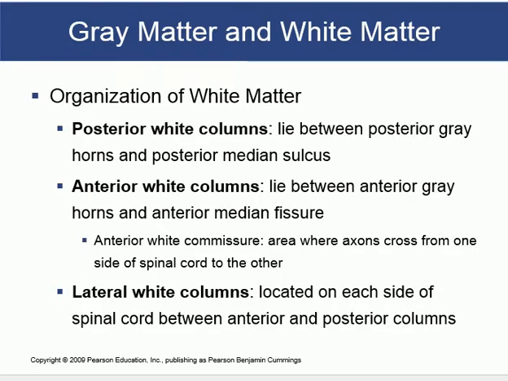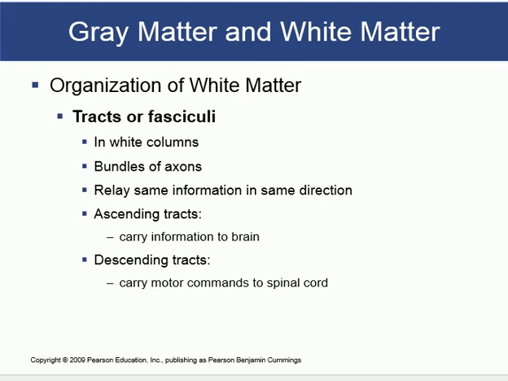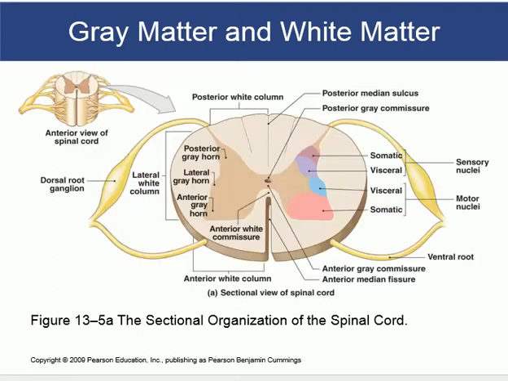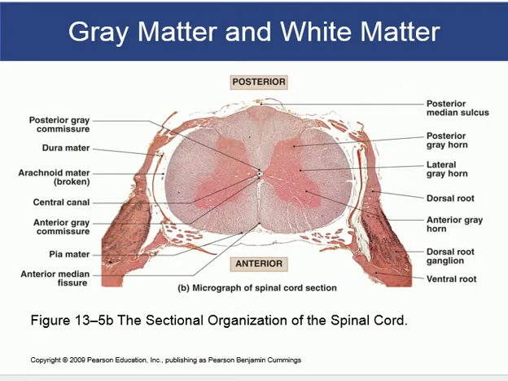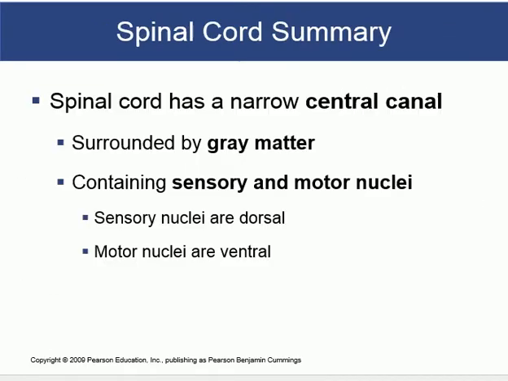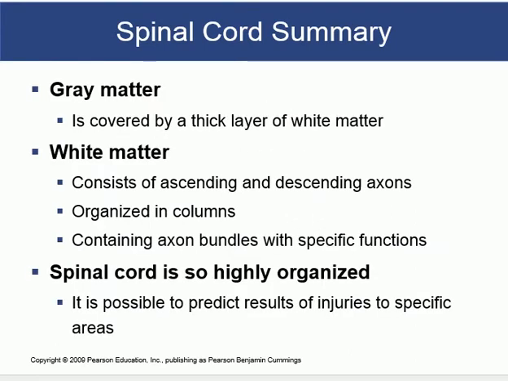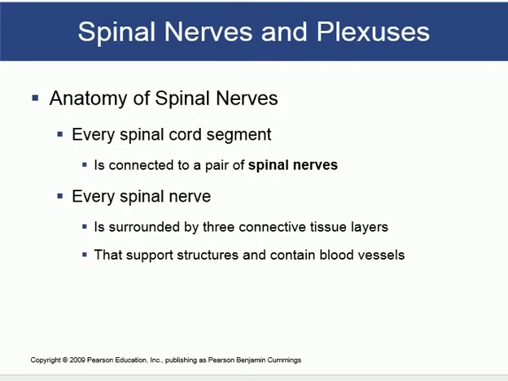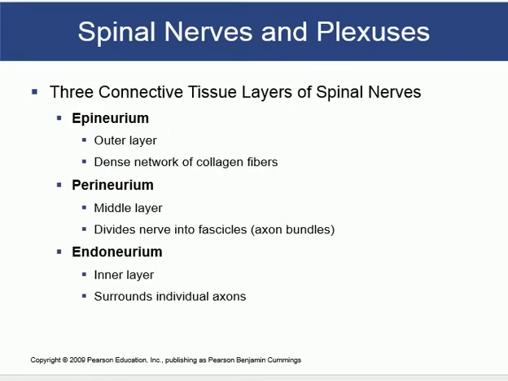Okay, what is located in each one of those columns? Anterior, posterior, and lateral. So, what is inside the three horns? What is inside the three columns? This is important.